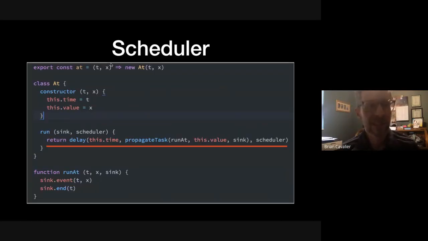And so, just a quick look at how it works: one of the simplest event streams in Most is this stream called at, which just takes a time and a value and produces one event of that value at that time. And this is what its run method looks like. You can see that it takes a scheduler, and then on the far right, it schedules the propagation of the event at this time, using scheduler.